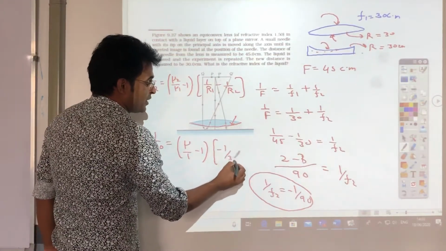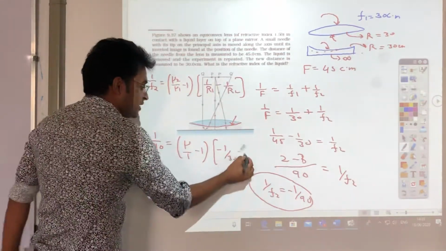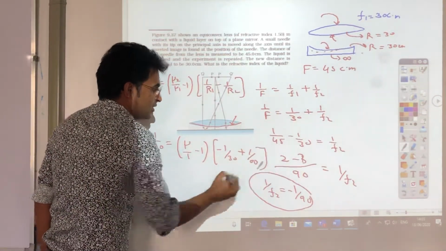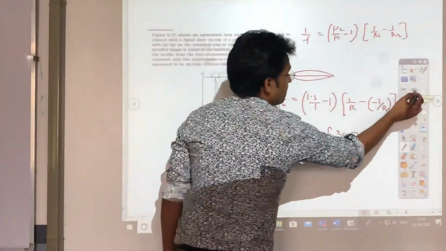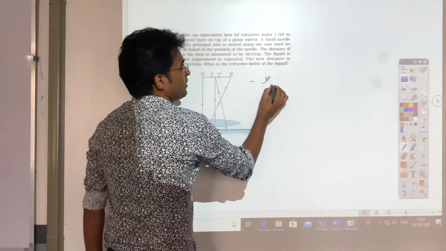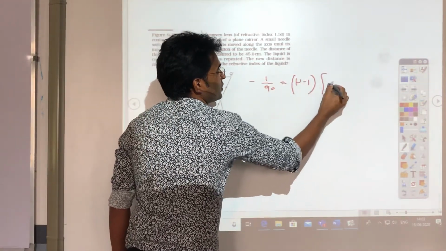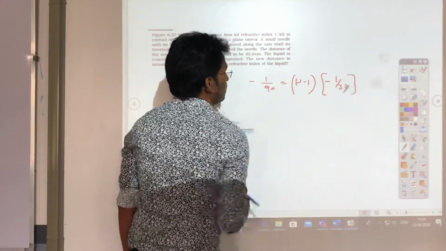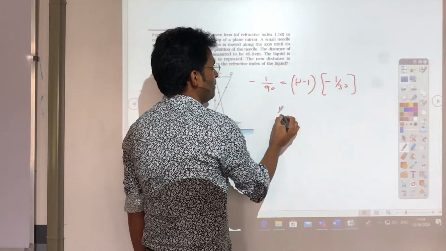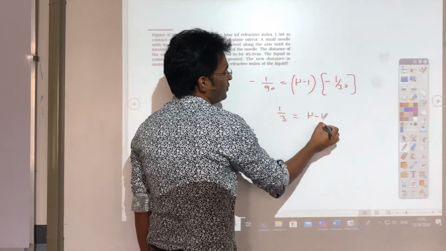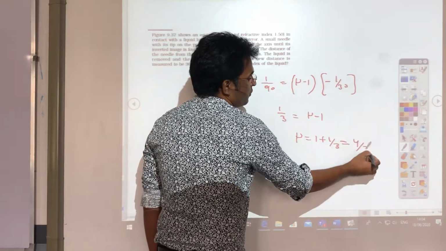So minus 1 by 30, and the radius of this other surface is obviously infinity, so it doesn't matter if it's plus or minus; 1 by infinity is zero. If I solve this, I get minus 1 by 90 is equal to mu minus 1, times minus 1 by 30. This minus gets cancelled, so basically 1 by 3 is equal to mu minus 1. It means mu is equal to 1 plus 1 by 3, that should be 4 by 3.